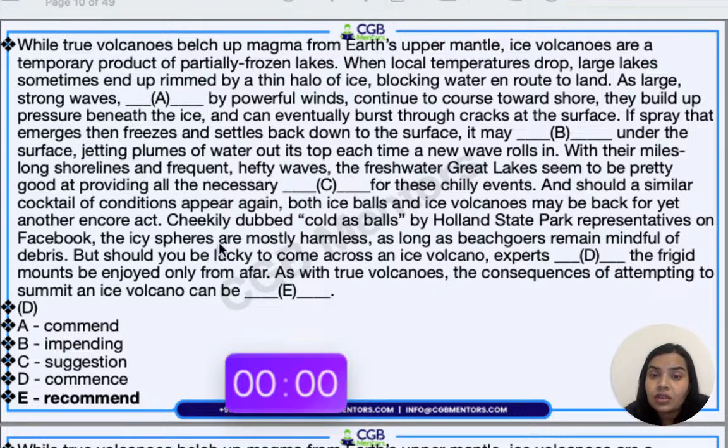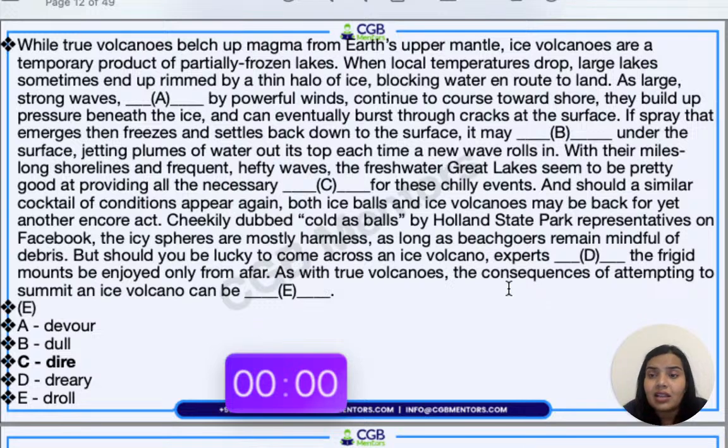Okay, now: but should you be lucky to come across an ice volcano, experts recommend the frigid mounts. Now what will experts do? Comment, commend, press? No, they are not going to do that, because here, should you be lucky to come across, experts recommend, they advise that you go here or stay away from these. So recommend fits here. This was the easiest one of all.